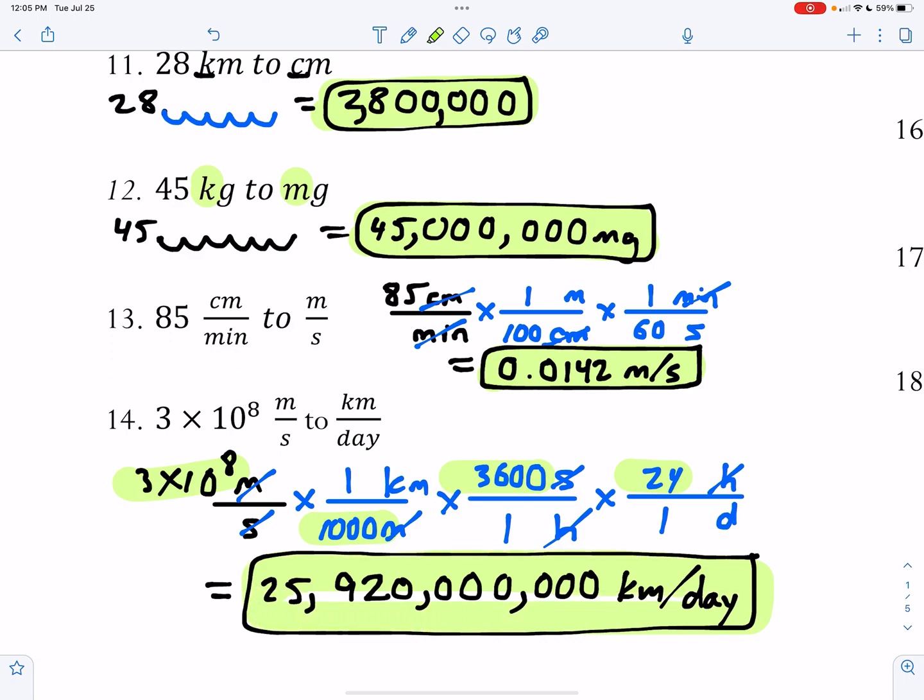Tells you how fast it's going and how far it would have to go in just 1 day.